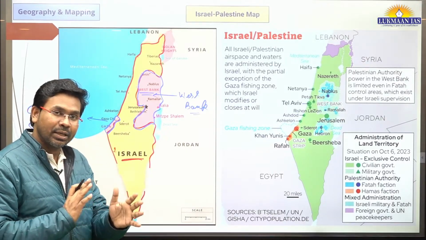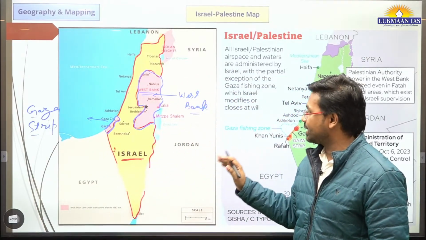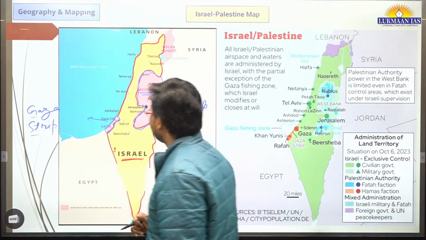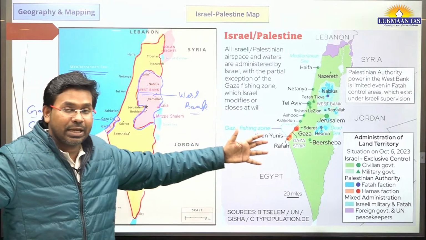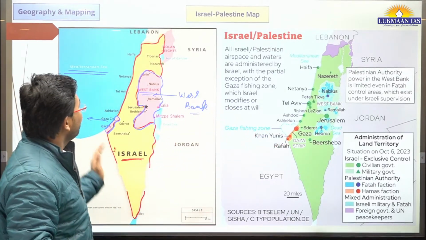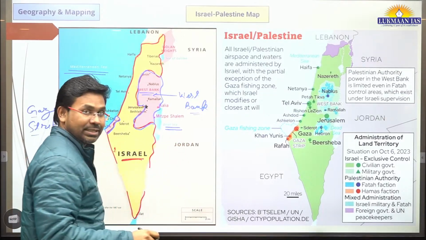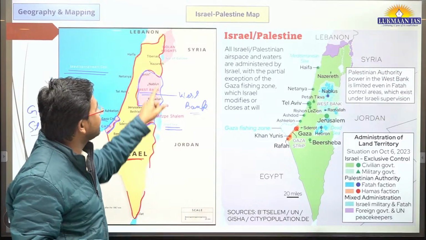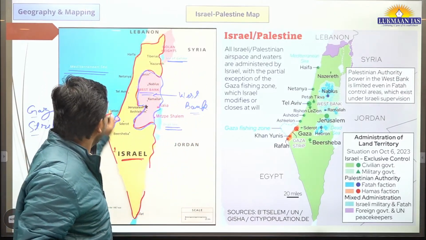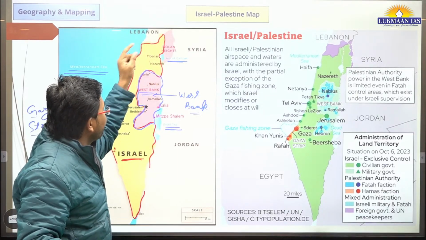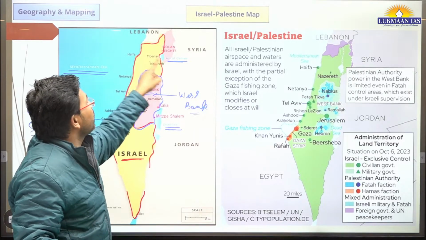Since then, a lot of wars keep happening between Palestinians and Israel. Now here we need to understand that to the west of Israel we have the Mediterranean Sea, which is a very vast sea. To the right of it we have a sea known as the Dead Sea. And here we have another sea known as the Sea of Galilee. So Israel shares borders with the Dead Sea, the Mediterranean Sea, and also the Sea of Galilee.